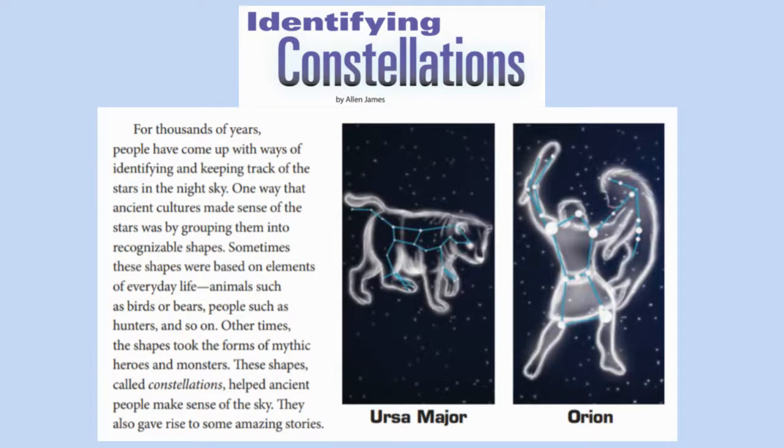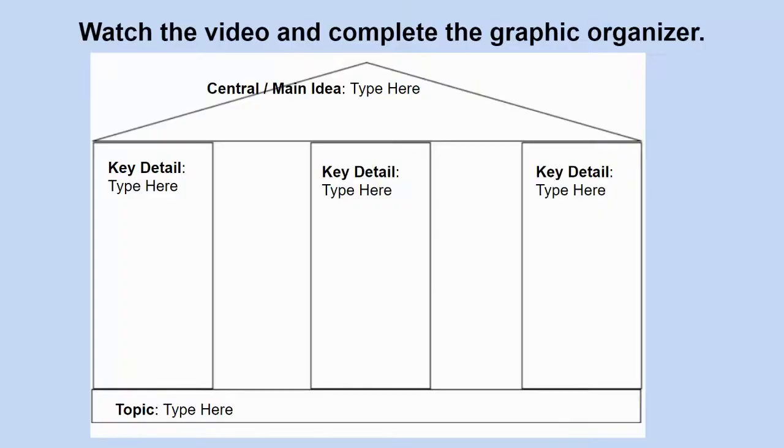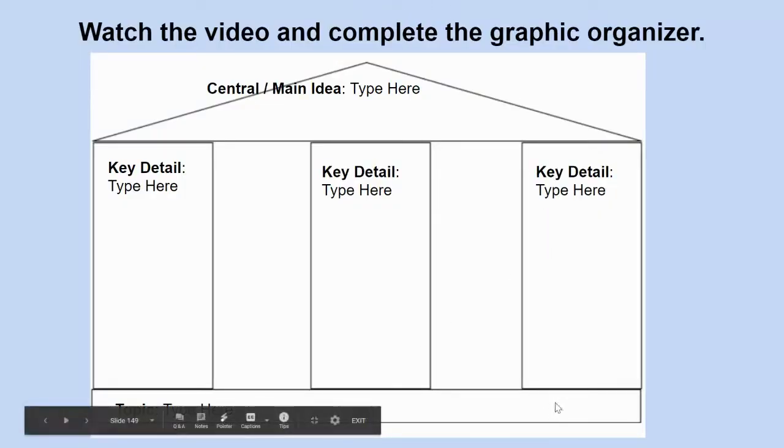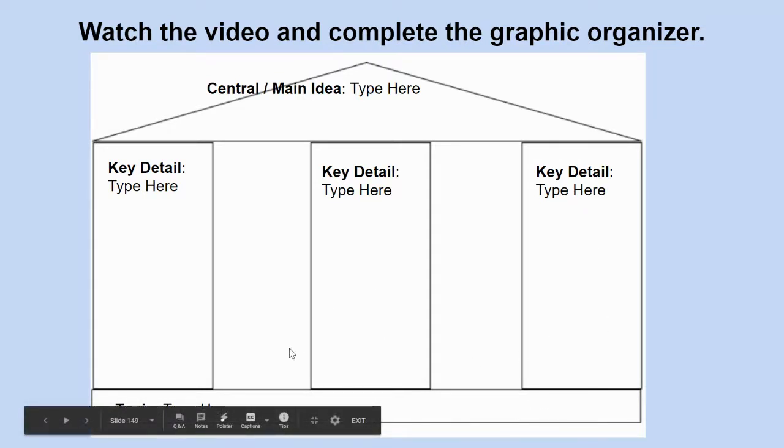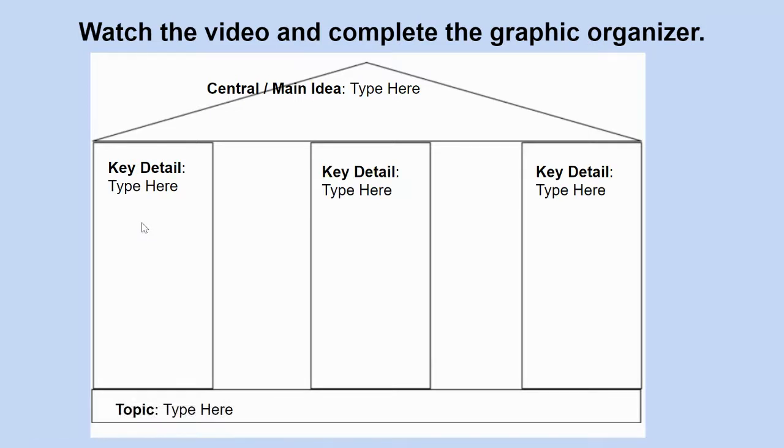Our first job is to determine what the topic of this text is. What is that one or two words that we are reading about in this passage? You are going to be typing the topic down at the bottom of your house. Then, look back at your passage. What are the details that you learned about the topic? What are the most important key details that you learned?